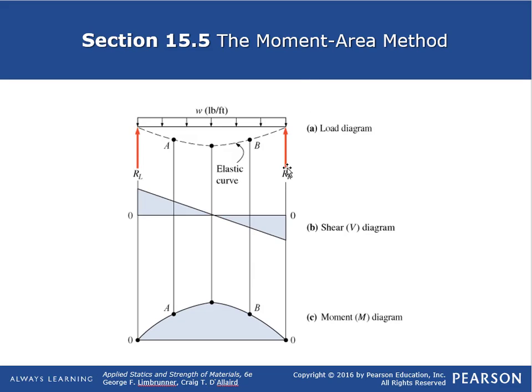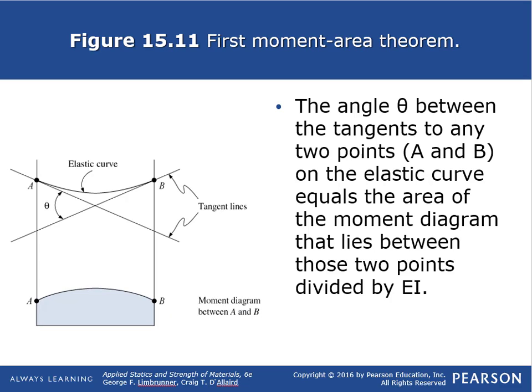Okay, so what we have here is a beam that's loaded, a shear diagram, and a moment diagram. Now the first moment area theorem says this. We have these two angles. We have an angle from B to the elastic curve. So this is a tangent line from B to the elastic curve. This is a tangent line from A to the elastic curve. And then the angle between these tangents at any two points on the elastic curve equals the area of the moment diagram that lies between the two points divided by EI.